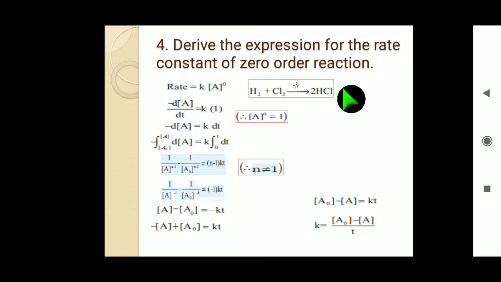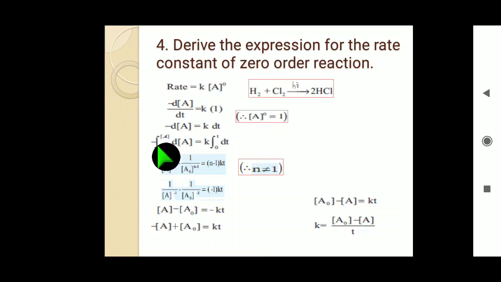So for the equation, in the first step, we should write the rate. Rate equals rate constant K with the concentration A to the power 0. 0 means zero order. So we know that anything to the power 0 is assumed to be 1. So minus dA by dt is the rate, equal to K, since A power 0 is 1. In the next step, the dt will go here.